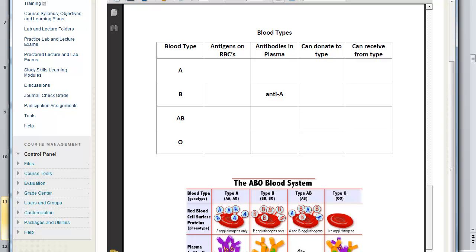Who can they donate to? They can donate to any blood type, because they have clean red blood cells that are not going to react with antibodies. And who can they receive from?